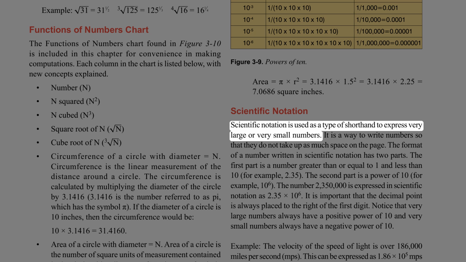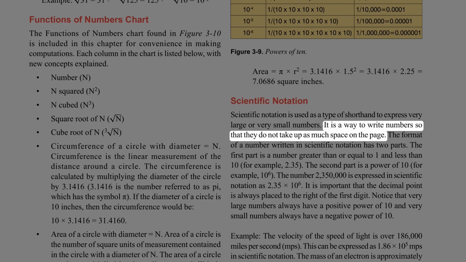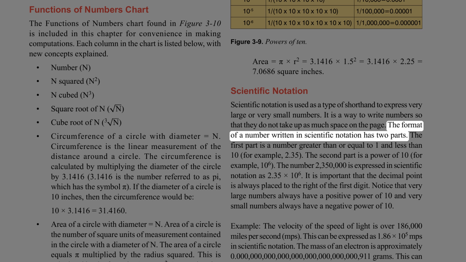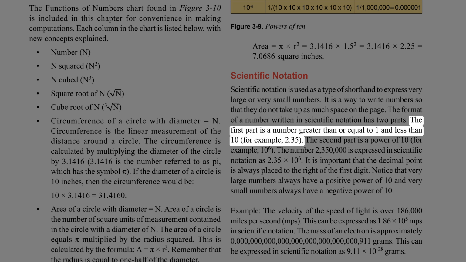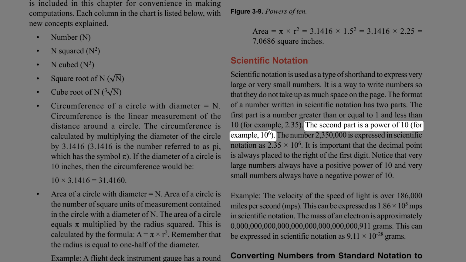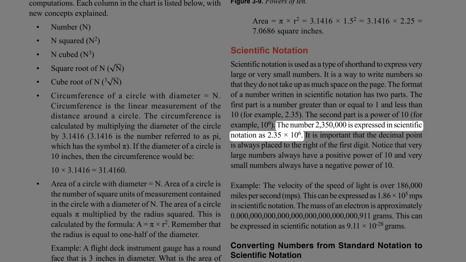Scientific notation. Scientific notation is used as a type of shorthand to express very large or very small numbers. It is a way to write numbers so that they do not take up as much space on the page. The format of a number written in scientific notation has 2 parts. The first part is a number greater than or equal to 1 and less than 10, for example, 2.35. The second part is a power of 10, for example, 10^6. The number 2,350,000 is expressed in scientific notation as 2.35 times 10^6.